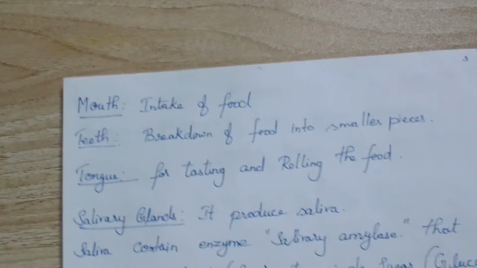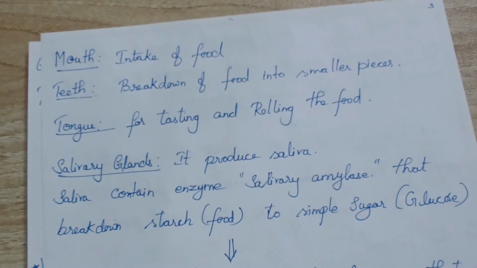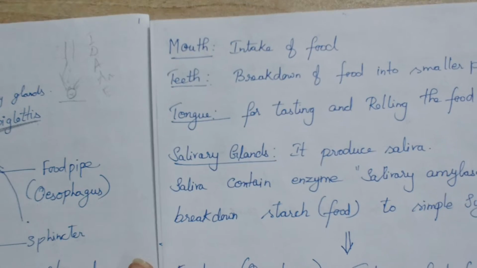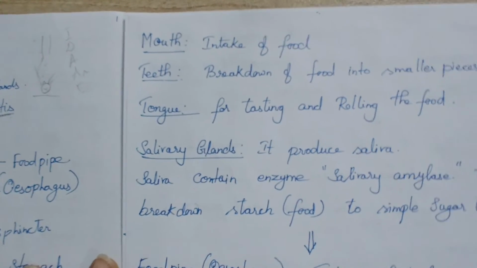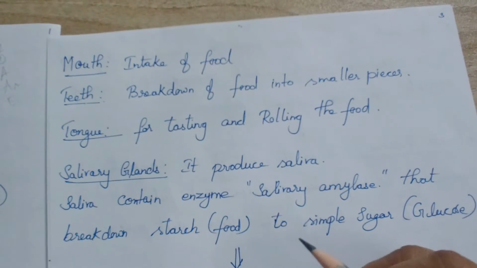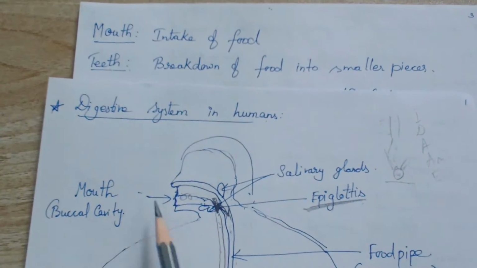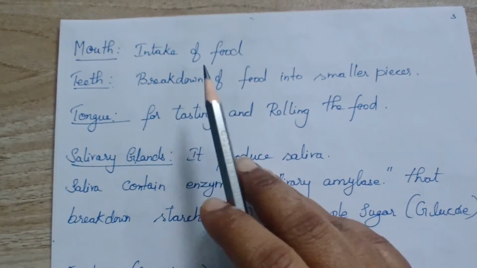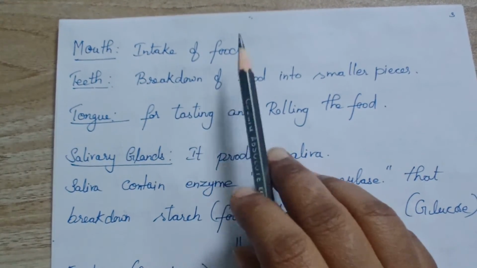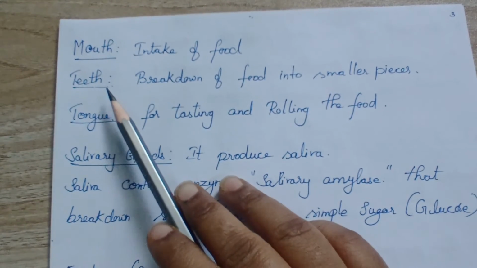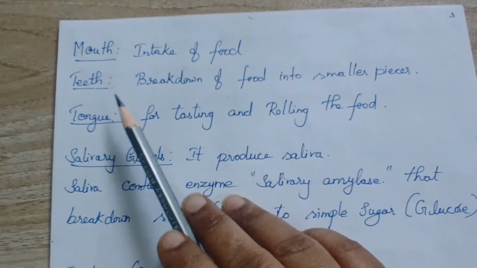First, I'll come to the processes taking place in the mouth. So we are going to see the process that takes place in the mouth. First we take the food here, in the mouth. Intake of food takes place in the mouth. What is there in the mouth? Teeth and tongue, right?